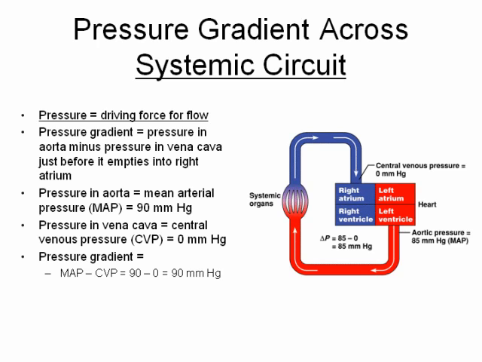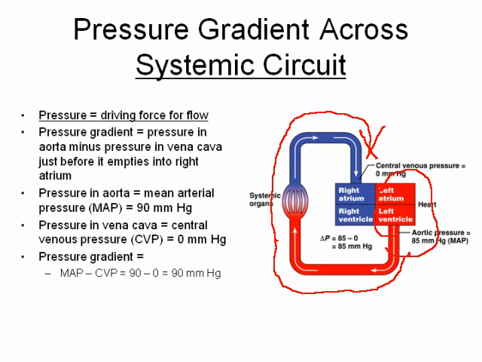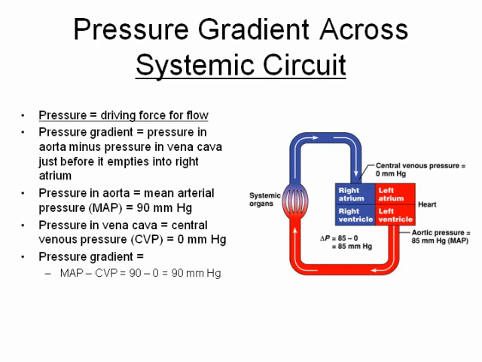So the pressure is the driving force. We have a high amount of pressure in the left ventricle, pushing blood through the systemic circuit and coming back to the right heart. The pressure gradient is the pressure in the aorta minus the pressure in the vena cava. So as stated here, aortic pressure 85.